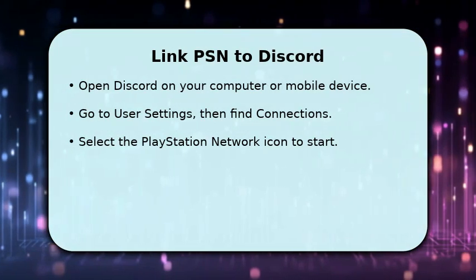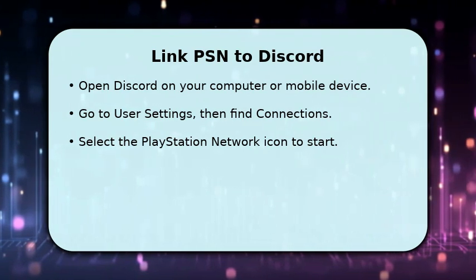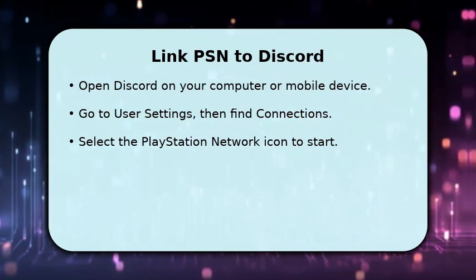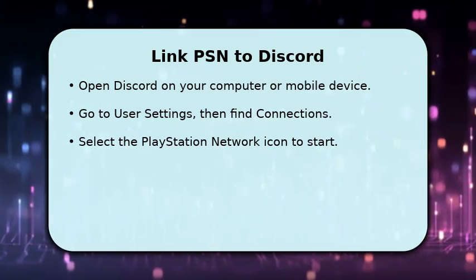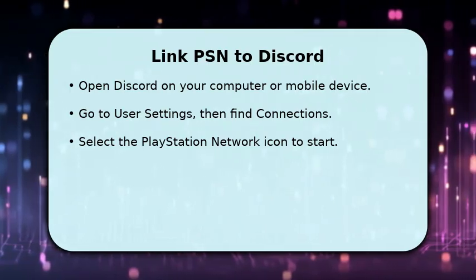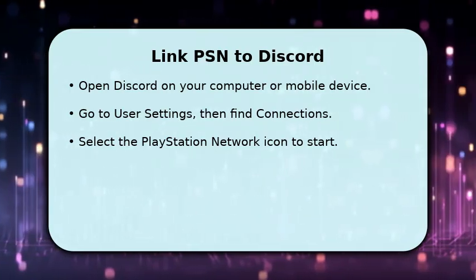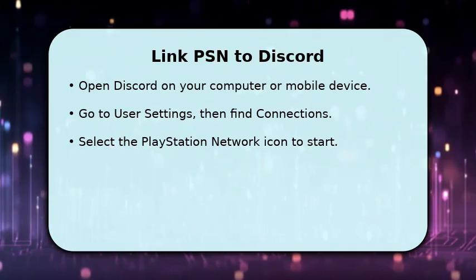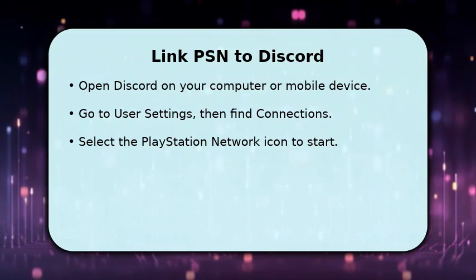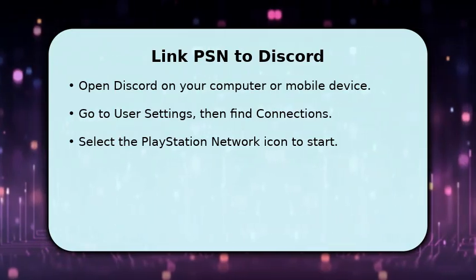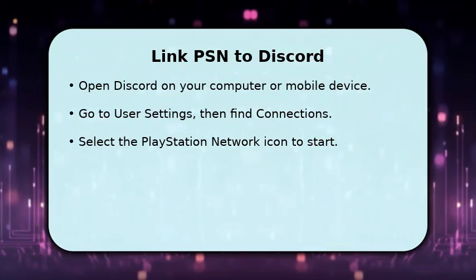First, open Discord on your computer or mobile device and navigate to your user settings. Look for the Connections tab and click on it. Here, you will see various platforms. Select the PlayStation Network icon. You will then be redirected to the PlayStation website to authorize the connection. Simply log in with your PlayStation Network credentials to complete this crucial linking step.